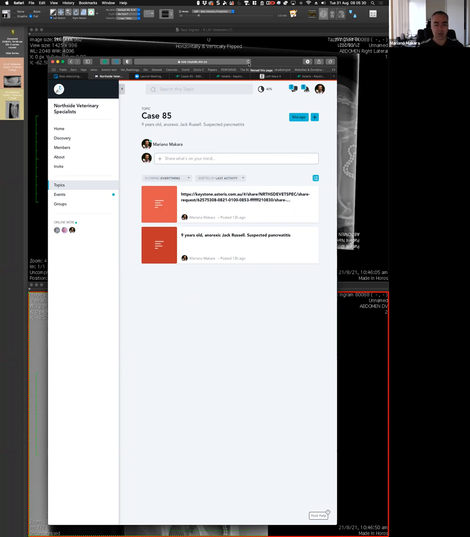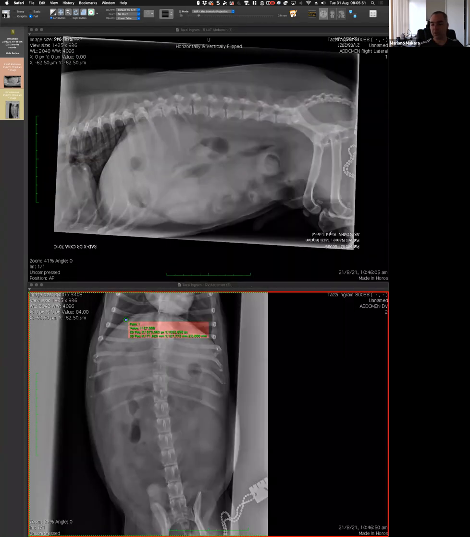So this is, I made up the 9. I got like an old Jack Russell. So I think like a 9, 10, whatever. Anorexic. And it doesn't say there, but they told me that it was a vomiting dog and they suspected there may be some pancreatitis. Or the pancreatitis was a differential diagnosis at the time. Okay. So these are the images.